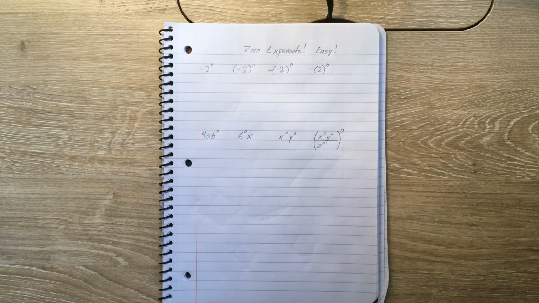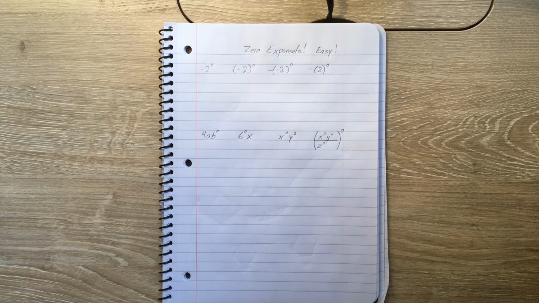All right, everybody. Today we are looking at exponents of 0, or 0 exponents. This is kind of a walk in the park. So, basically, the secret rule here is that anything raised to the 0 power is 1.